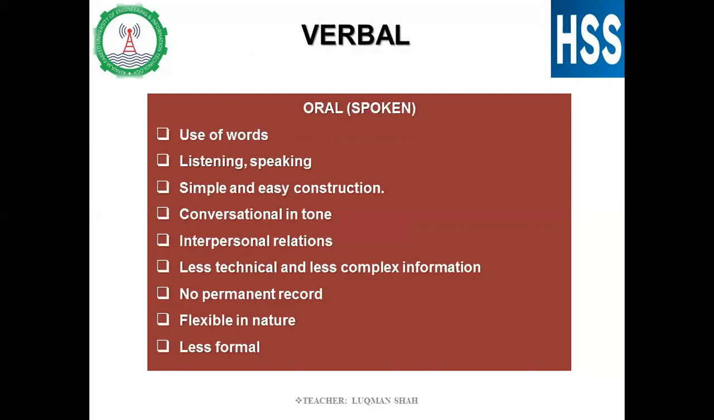Now, the first aspect of verbal communication is oral or spoken, and in it the use of words is mandatory. And when there is speaking, there will be listening. So listening and speaking are correlated activities. And it is simple and easy in construction. We can speak everywhere, according to the situation, according to the context. And it is always conversational in tone.